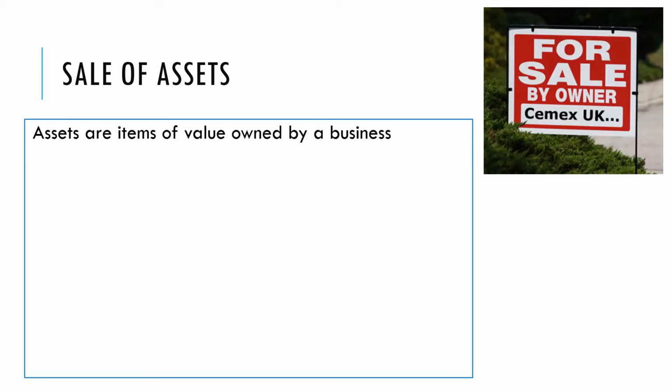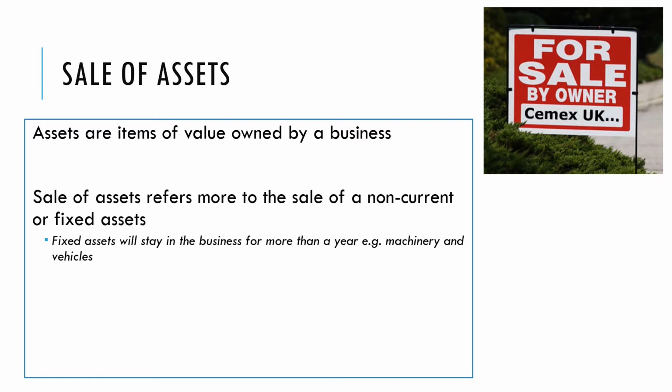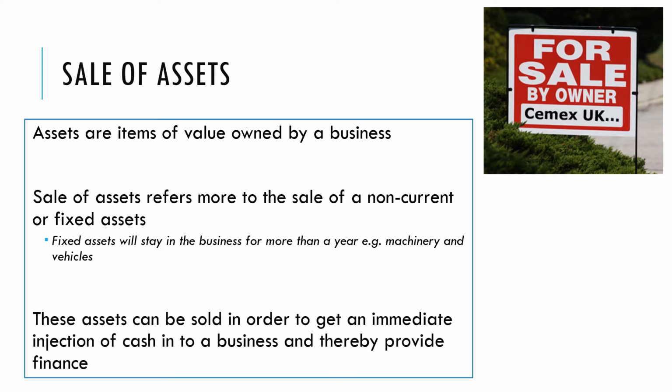The final internal source of finance is sale of assets. And this involves selling items of value that are owned by the business. And normally here we're not talking about stock or anything like that. We're normally talking about non-current or fixed assets. So assets that are likely to stay in the business for a long period of time, machinery, vehicles, those kinds of things. So these assets can be sold in order to get an immediate injection of cash and then provide finance that could be used for an alternative purpose.